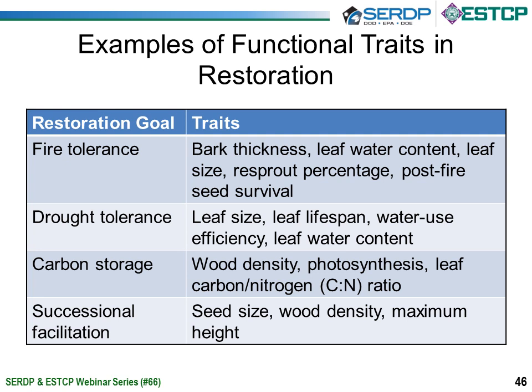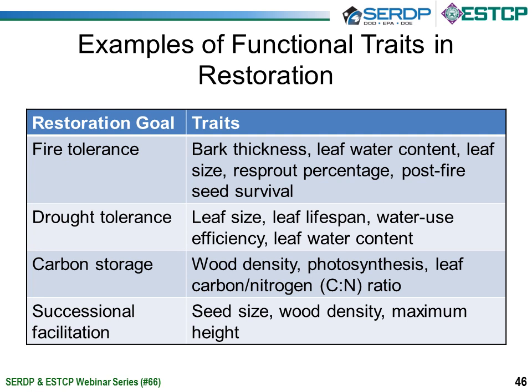This is a slide that shows how we can use functional traits in restoration, and it really depends on the restoration goal. I've listed some examples here. So if we're interested in creating ecosystems that will be able to sustain wildfires that might increase in the future due to climate change, we might select species that have thick bark, a high water content, an ability to resprout, and have seeds that could survive fire or perhaps that have fire-stimulated germination.